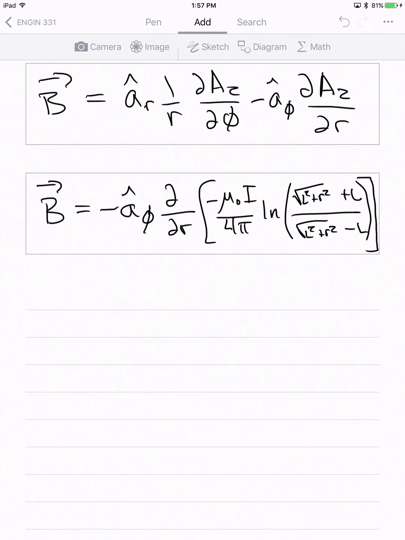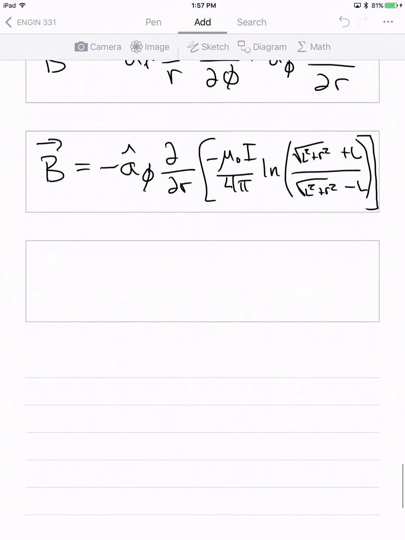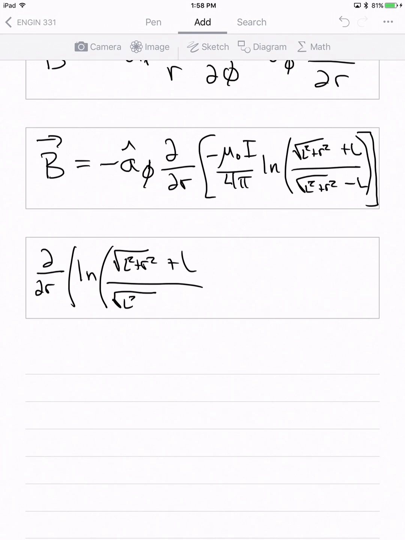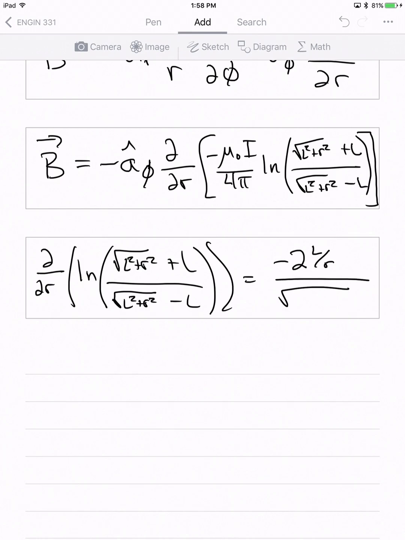I'm not going to evaluate that derivative right now because we are otherwise going to end up with a super long video. But what you get, if you use lots of chain rule and product rule, is that the derivative with respect to R of ln of (L squared plus R squared plus L over square root L squared plus R squared minus L) is equal to minus 2L over R divided by square root L squared plus R squared.